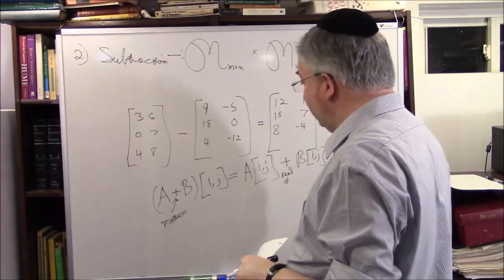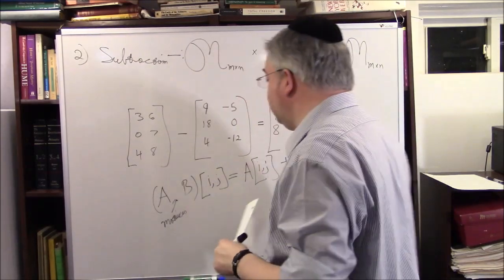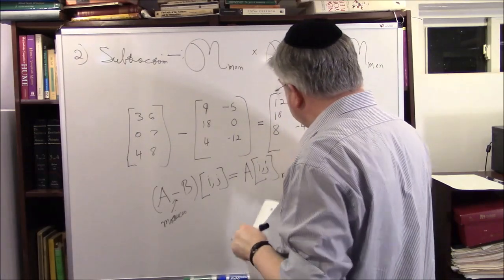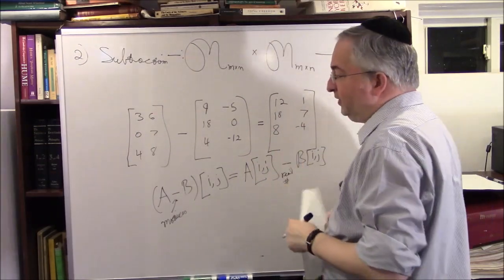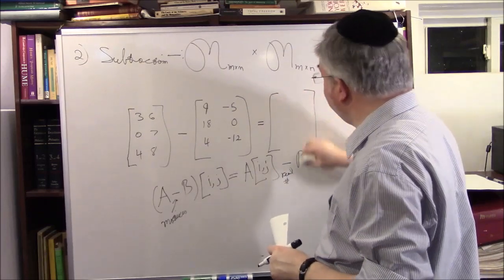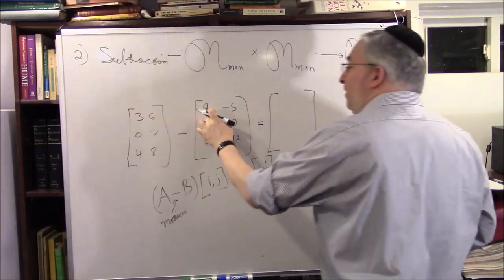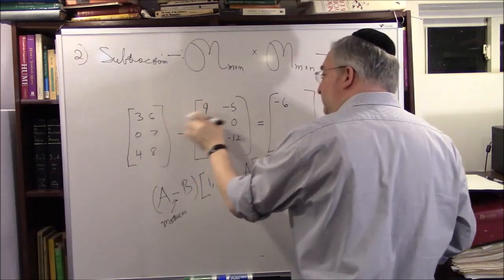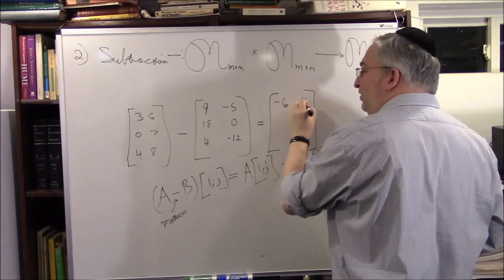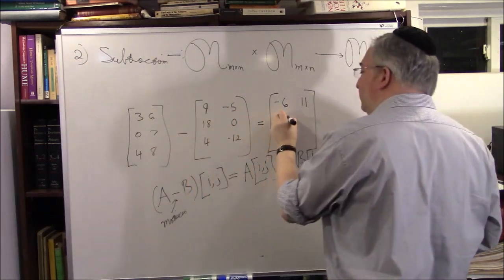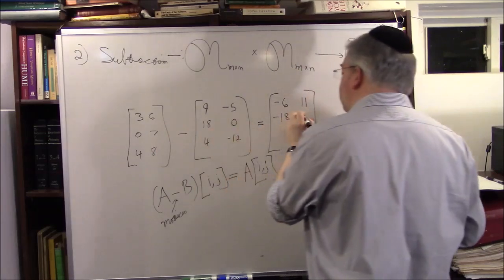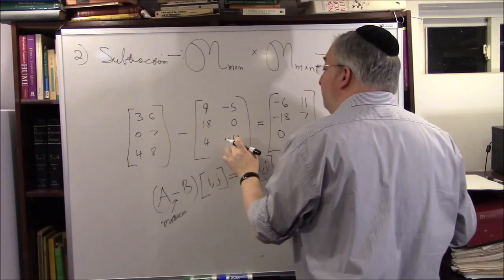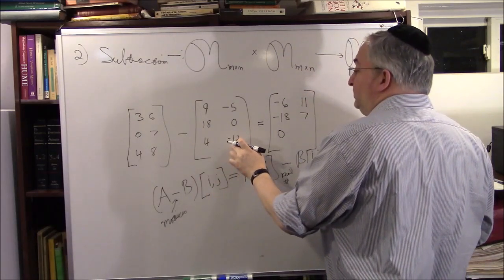Subtraction, and I'll show you how this works. Same thing as here. You subtract each one of the entries. So let's actually do this operation. 3 minus 9 is negative 6. 6 minus negative 5 is 11. 0 minus 18 is minus 18. 7 minus 0 is 7. 4 minus 4 is 0. 8 minus minus 12 is 20.